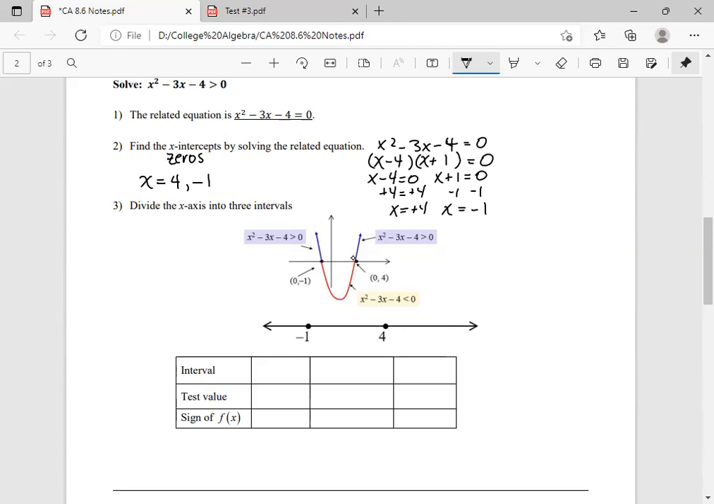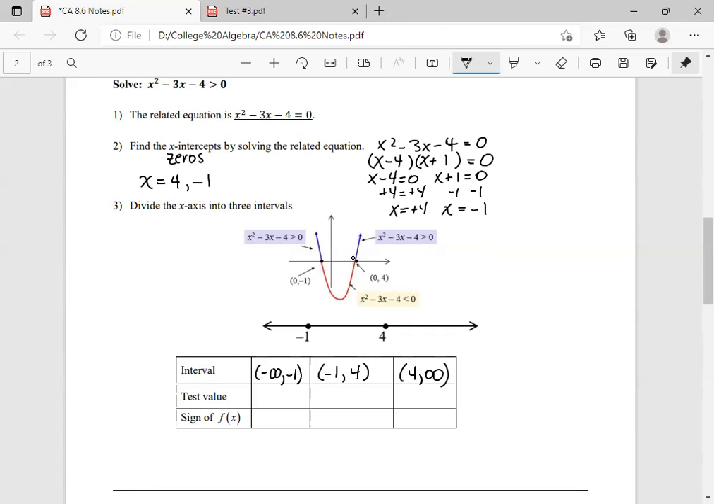So the first 0 that I would come to on the number line would be -1. -1 is smaller than 4. So my first interval would be from -infinity to -1. I want to look and see what's happening there from -infinity to -1. Then I want to look from -1 to 4. That would be my next 0. And then I'm going to look from 4 to infinity and see what's happening there.